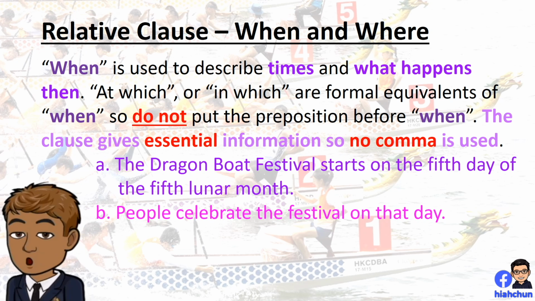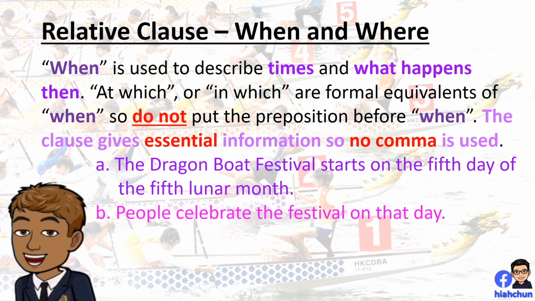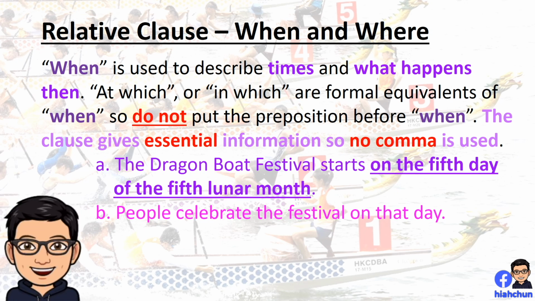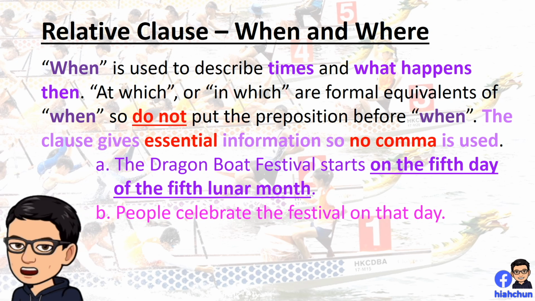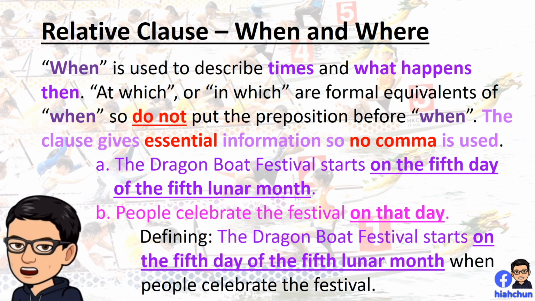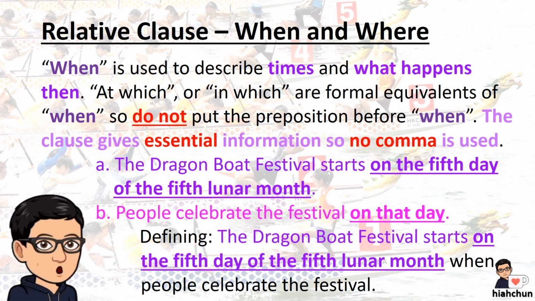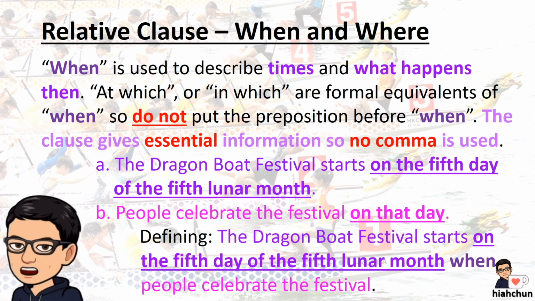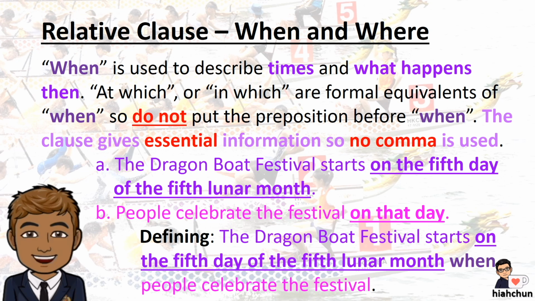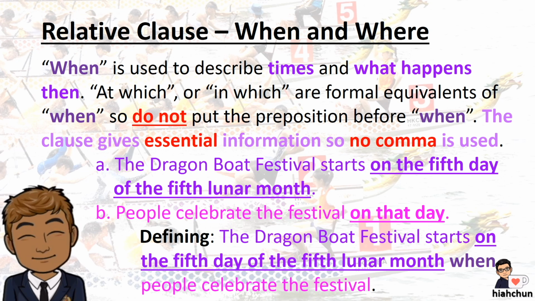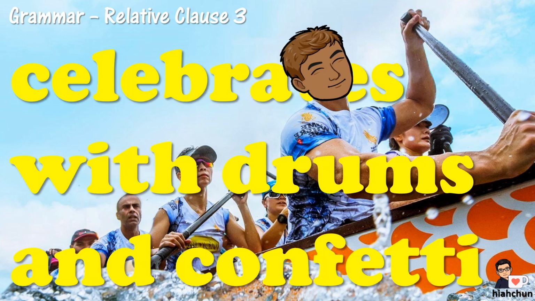The Dragon Boat Festival starts on the 5th day of the 5th lunar month. People celebrate the festival on that day. The phrase on the 5th day of the 5th lunar month appears in both sentences. So we combine them. The Dragon Boat Festival starts on the 5th day of the 5th lunar month when people celebrate the festival. When connects the start date to the celebration. This is a defining clause. It gives essential information about the day, so we don't use commas.